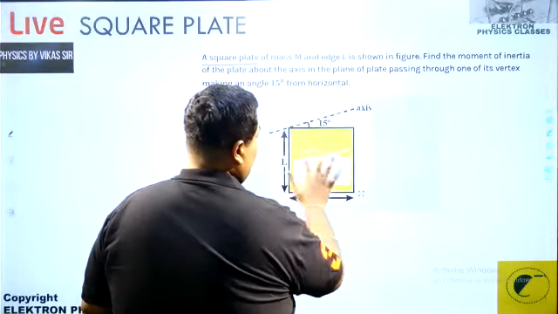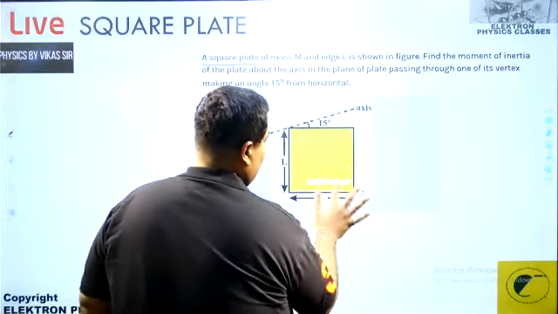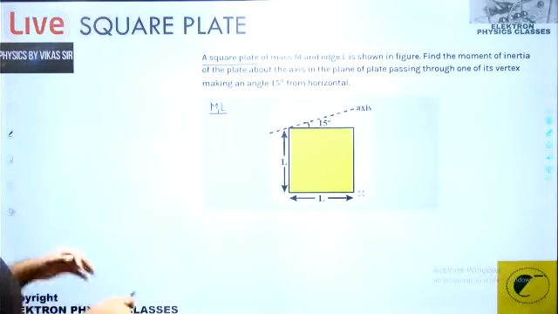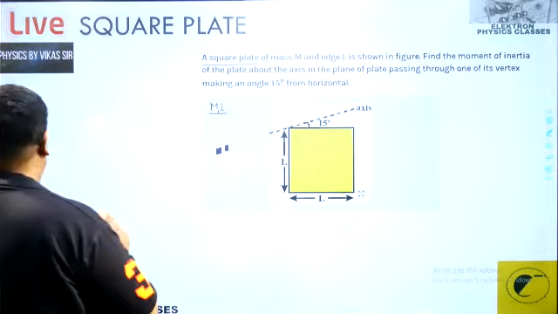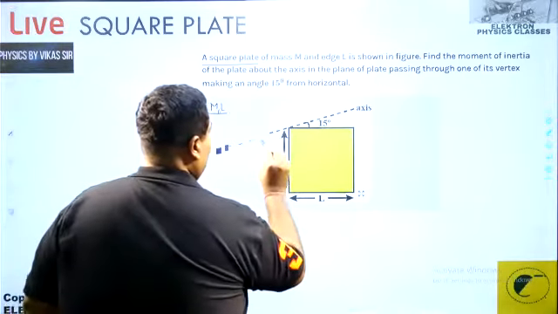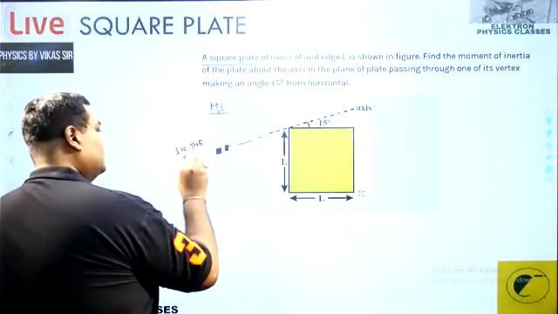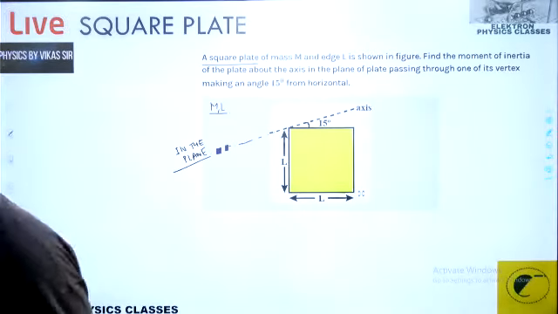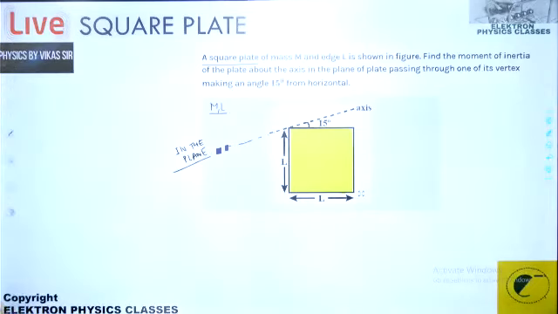We need to find the moment of inertia about the given axis, and the given axis, as you can see, is lying in the plane. So I expect an answer from you. It's a square plate, and that axis is in the plane. You can utilize the result which I have shown. You can send me the answer on WhatsApp. I'm waiting for that. Okay. About this particular axis.